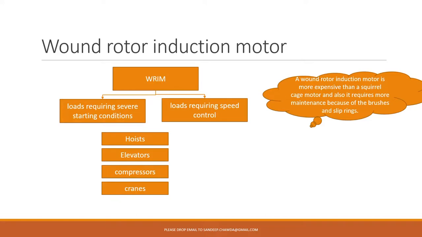speed control where it is required. There constant speed. Here speed control. You can change the value of rotor resistance by certain means, and external resistance can be changed, you can vary the speed. So speed control can be obtained. So depending upon this, some of the applications, it can be used in hoist, elevators, compressors, cranes, etc.